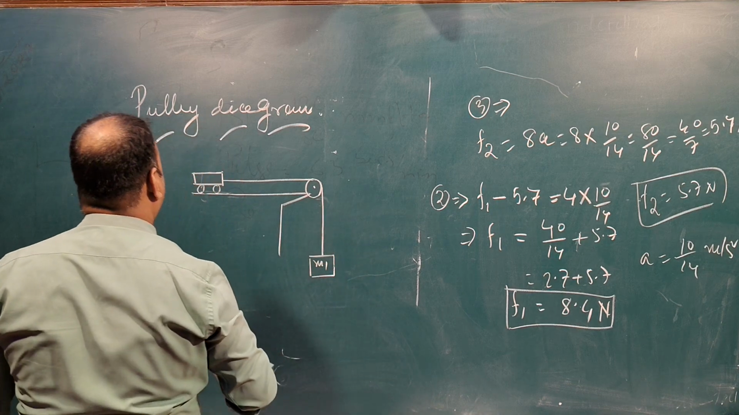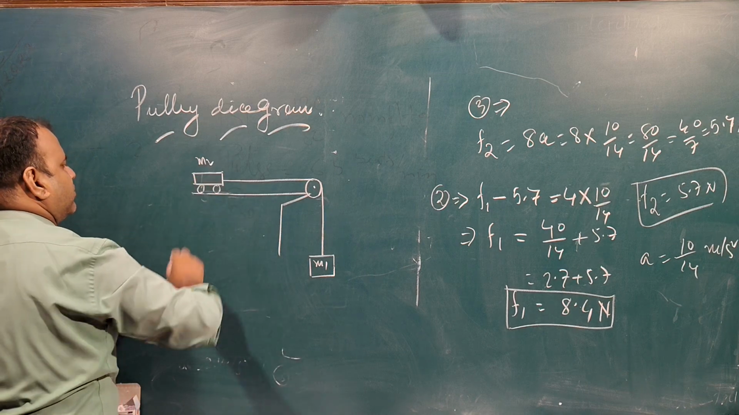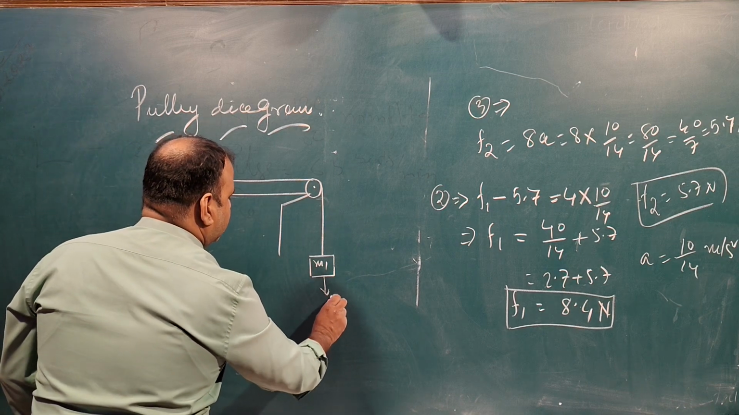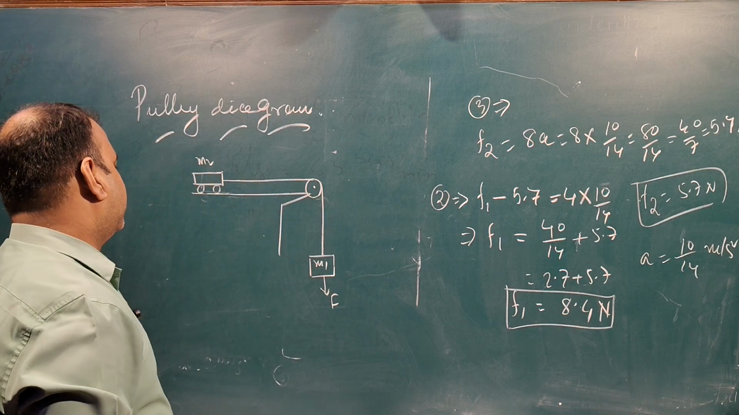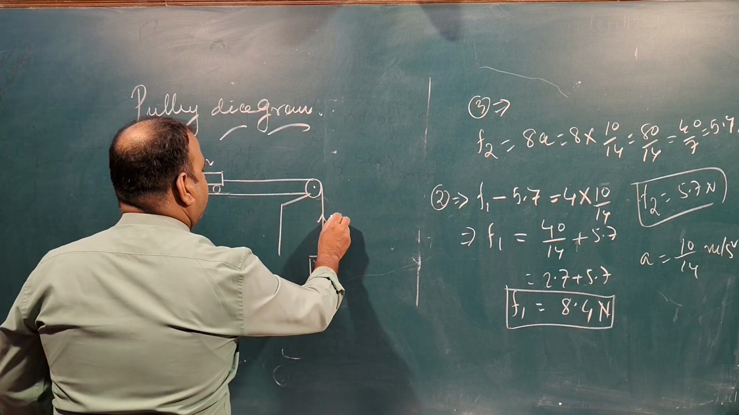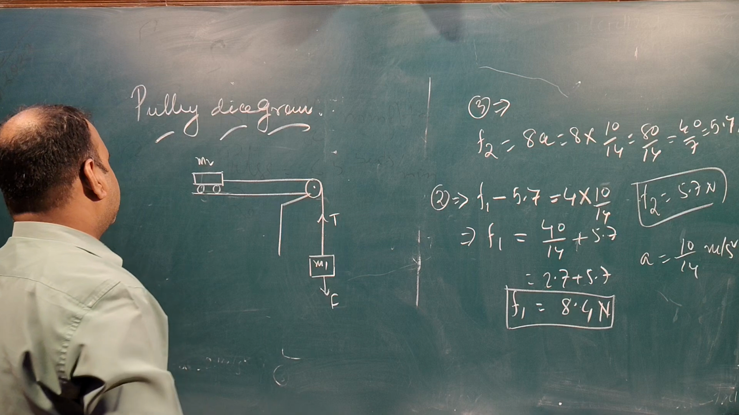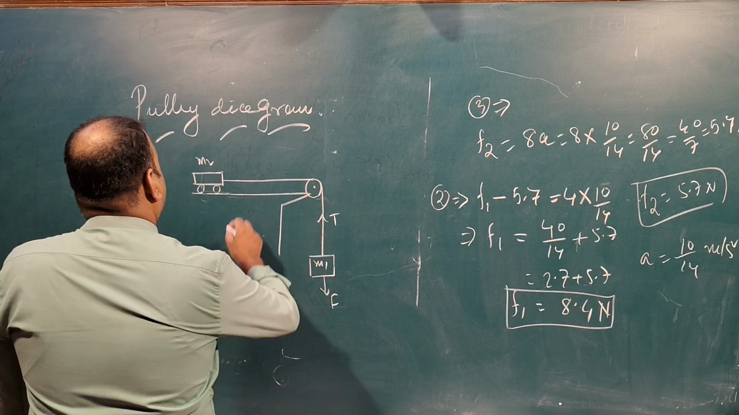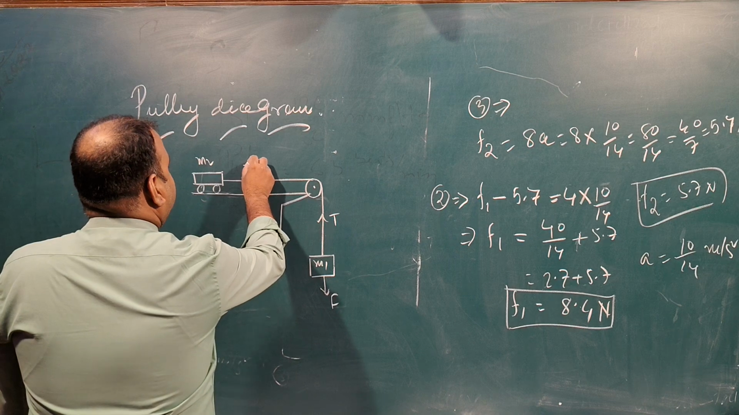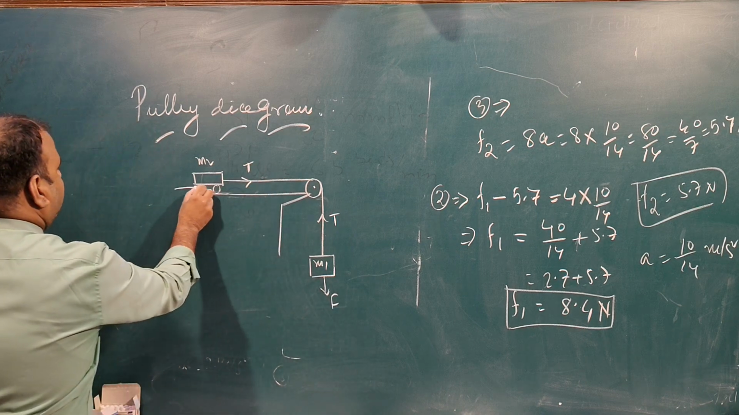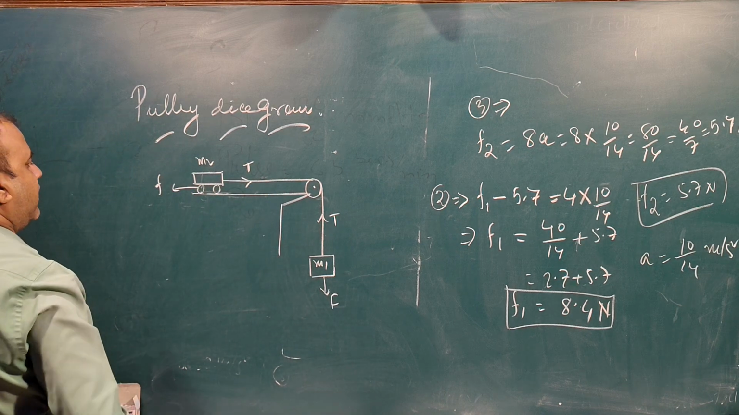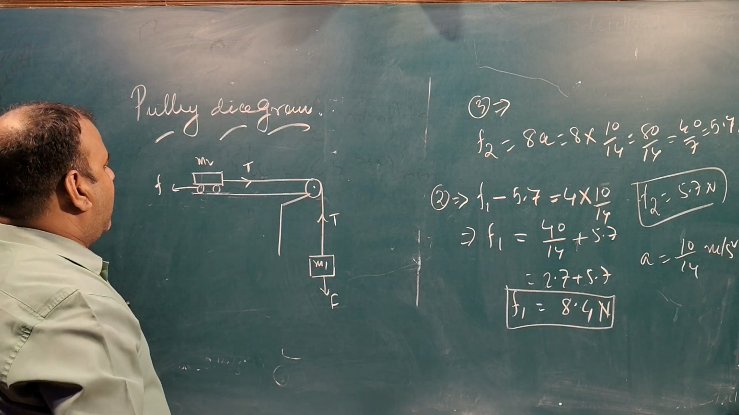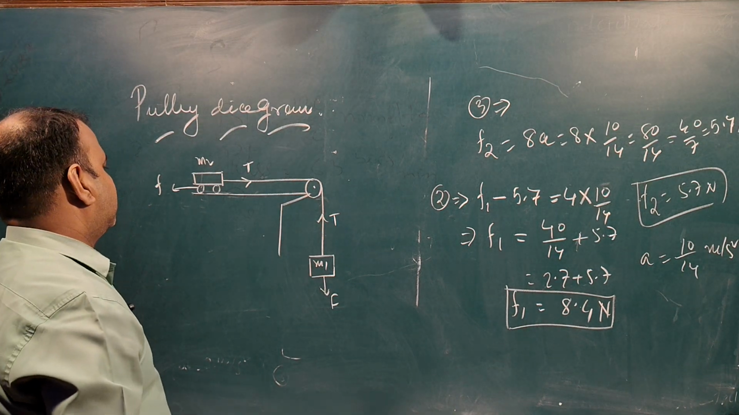Suppose this is M1, suppose M2. So when force F is acting here, tension T will generate here, and this T will be here like this, and a kind of frictional force will develop here. So in this given diagram, how can we write the formula?